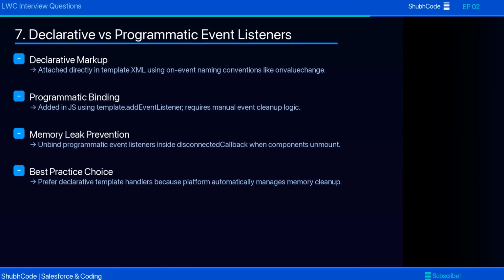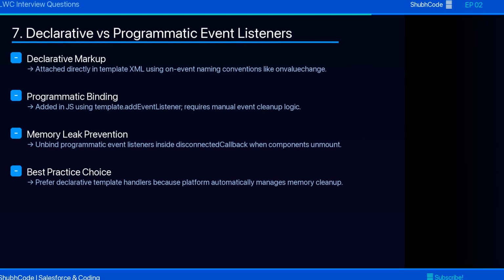In LWC, developers can handle custom events declaratively inside HTML templates or programmatically using JavaScript methods. Declarative listeners use markup syntax like onselect={handleSelect} directly on child component host tags in template HTML. Programmatic listeners employ this.template.addEventListener('select', this.handleSelect) inside lifecycle hooks like connectedCallback. When using programmatic listeners, always remember to call removeEventListener in disconnectedCallback to prevent memory leaks in enterprise applications.